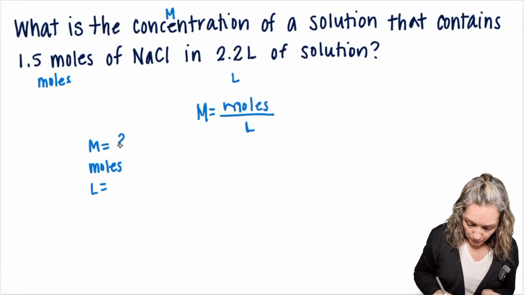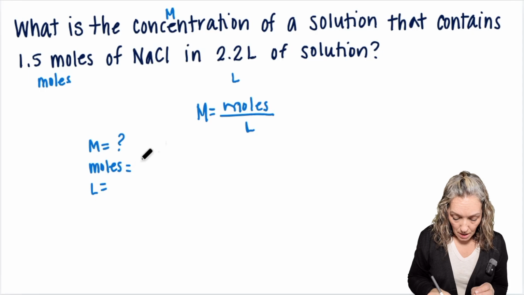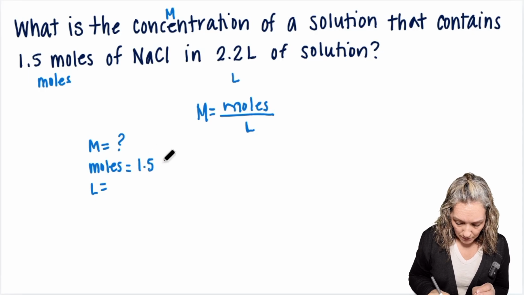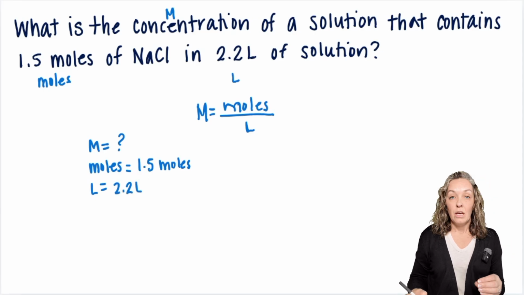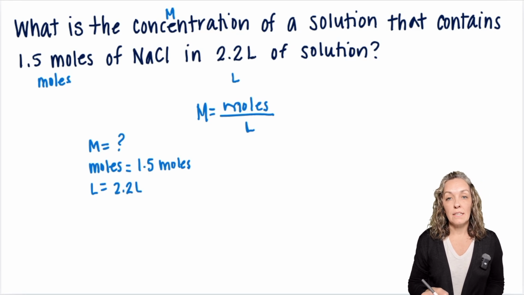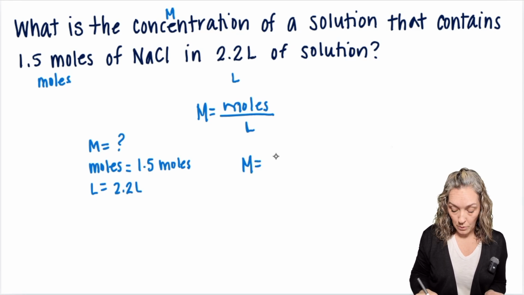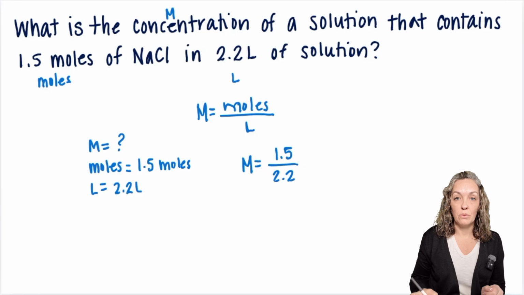I don't know my molarity or concentration. That is the unknown variable that I'm looking for. My moles are 1.5, and I am in the unit of moles. My liters are 2.2. Now, I have made sure that I have all the correct units. I'm ready to substitute in.